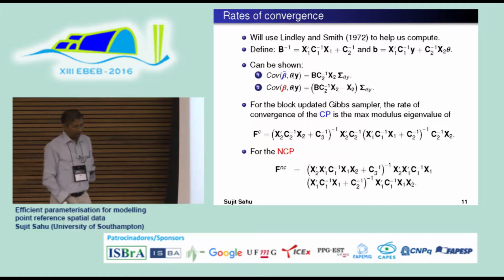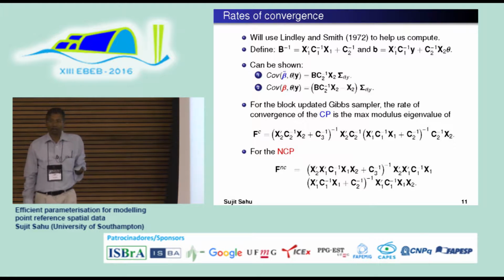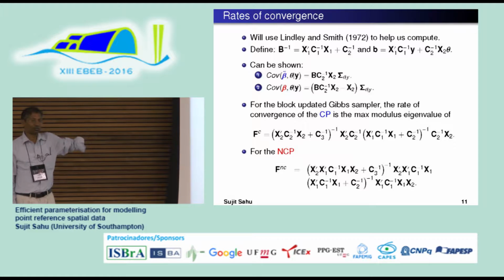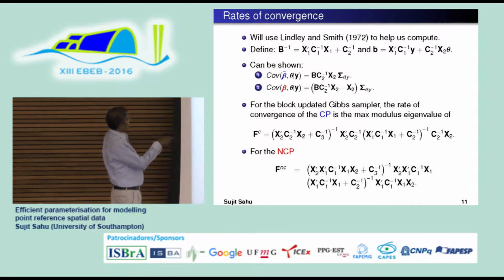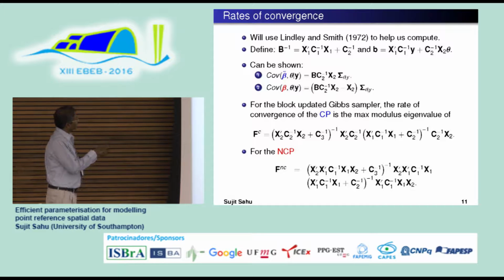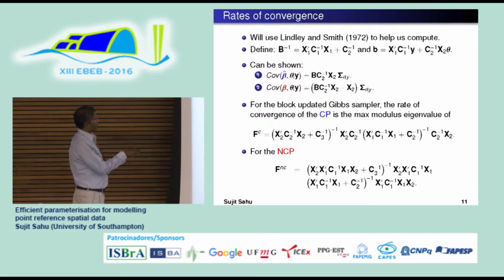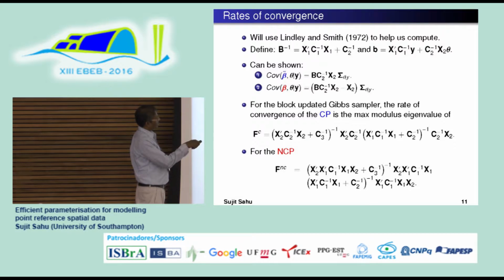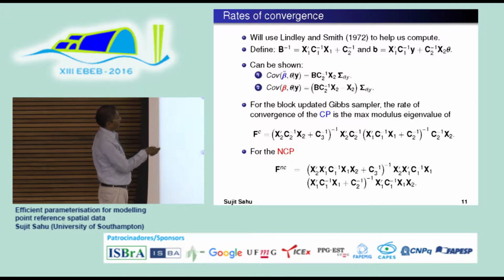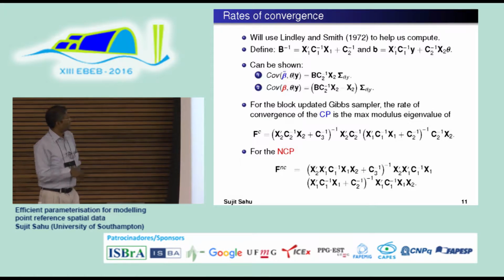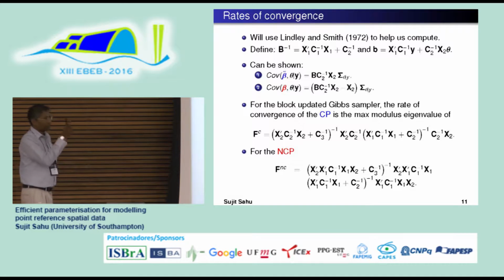Basically, we can use Lindley and Smith, our friend Lindley and Smith, the seminal 1972 JRSSB paper, to calculate these posteriors and conditional posteriors and these covariances as well. We can show that the covariance of beta tilde and theta is B C2 inverse X2 Sigma theta given y, where Sigma theta given y is the posterior covariance matrix of theta, the global effects, given the data. And for the covariance of beta and theta, it is B C2 inverse X2 minus X2 Sigma theta given y. It will take some time to derive those, but these are effectively the invariant correlations that I calculated before.